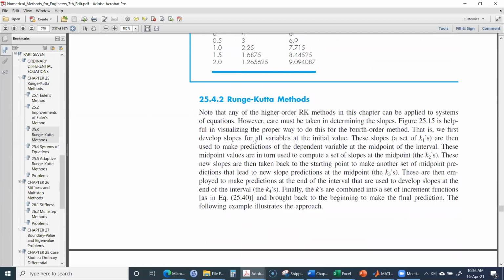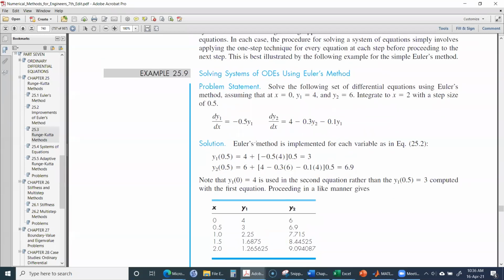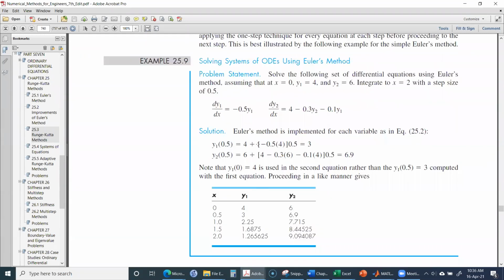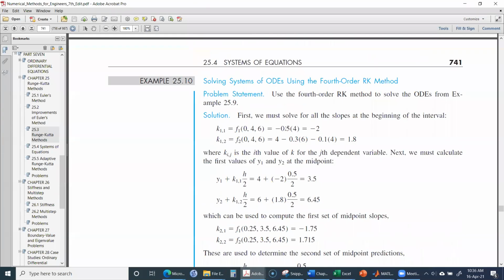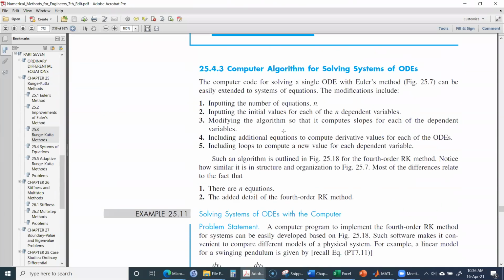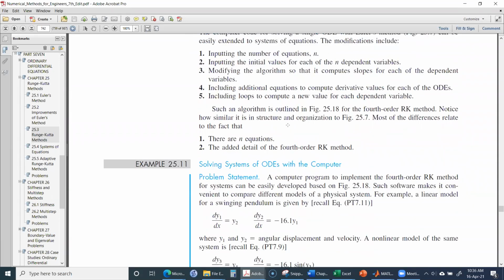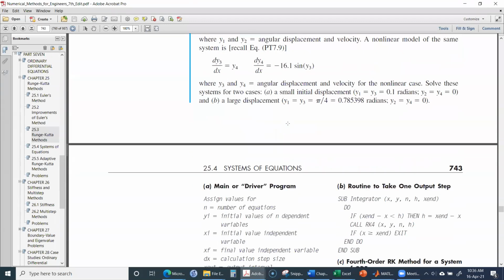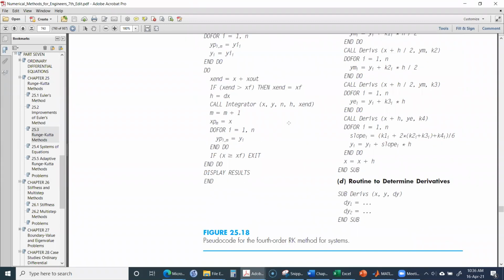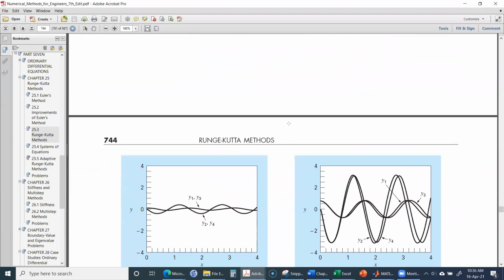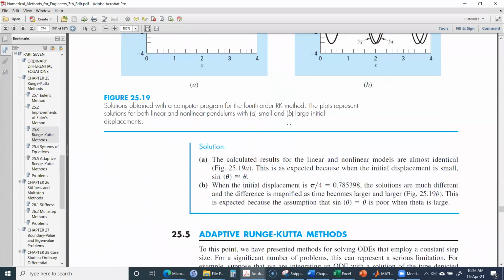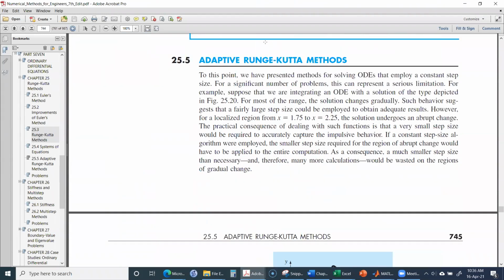So the system of ordinary differential equations, we solved numerically by Euler's method and by the Runge-Kutta 4 method as well, fourth order Runge-Kutta methods. And similarly, there are computer algorithms for solving systems of ordinary differential equations. I will not go through them, but you can try it by yourself on MATLAB. Next, I move to the adaptive Runge-Kutta methods.